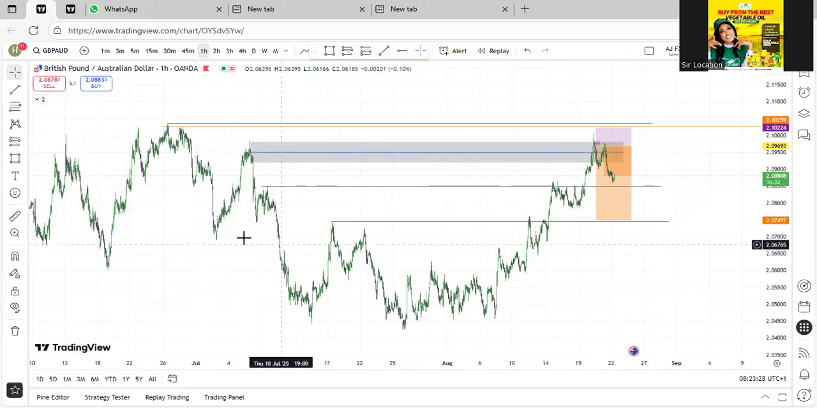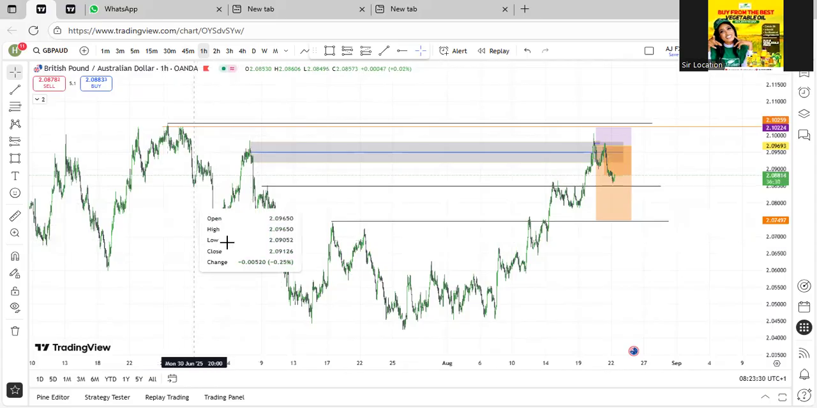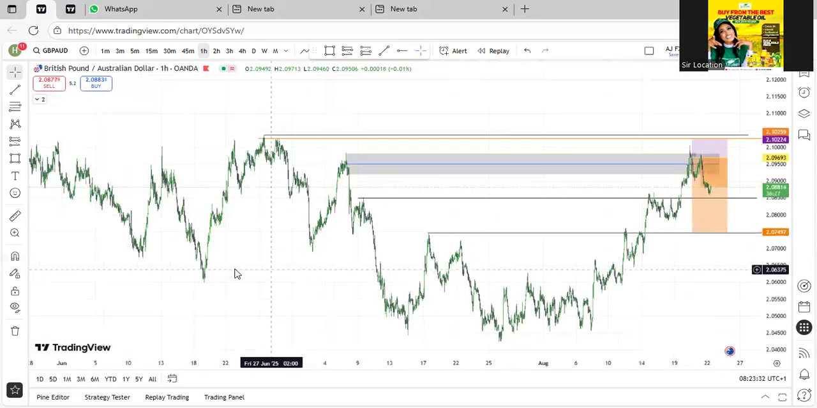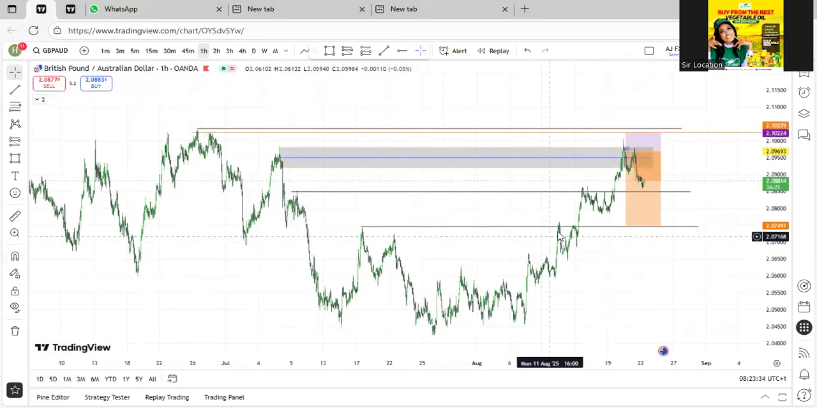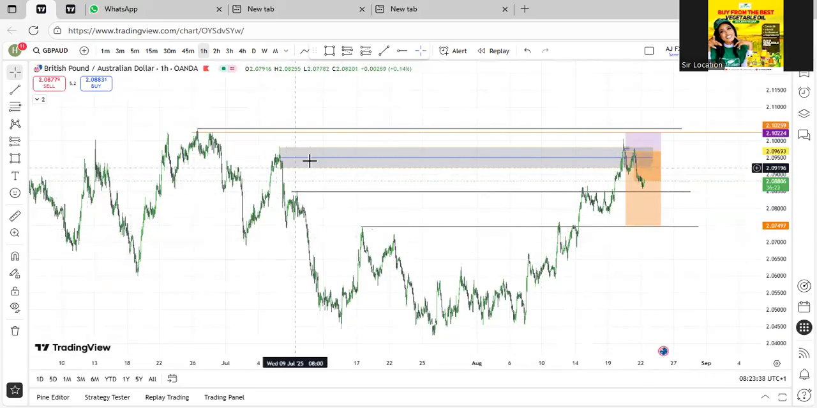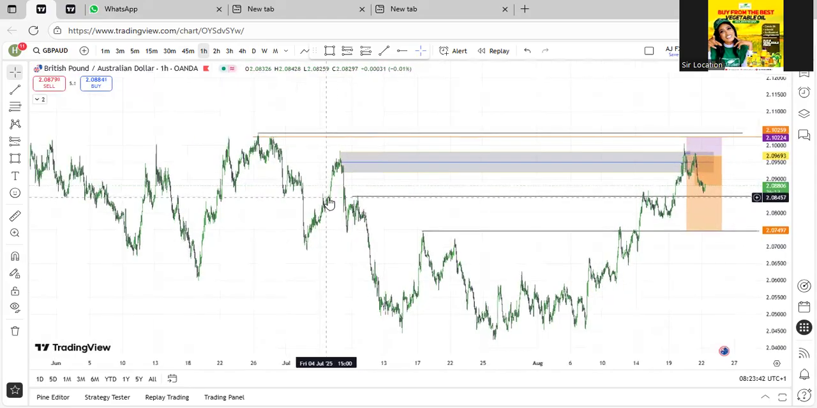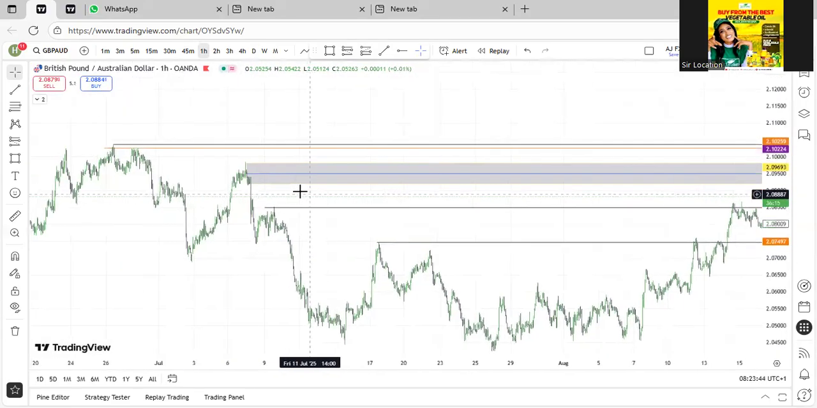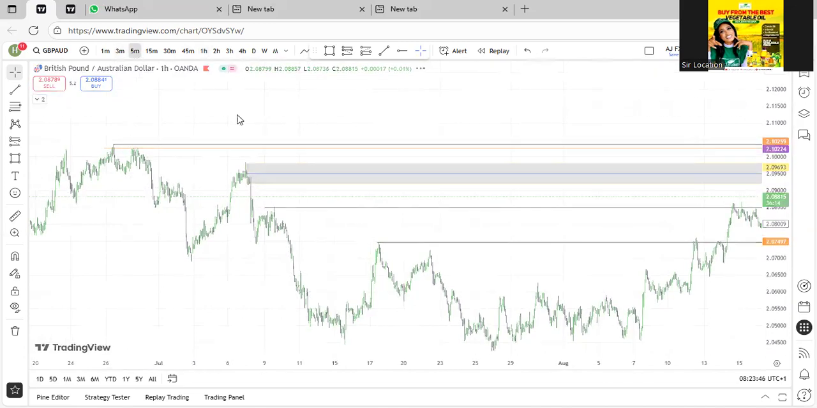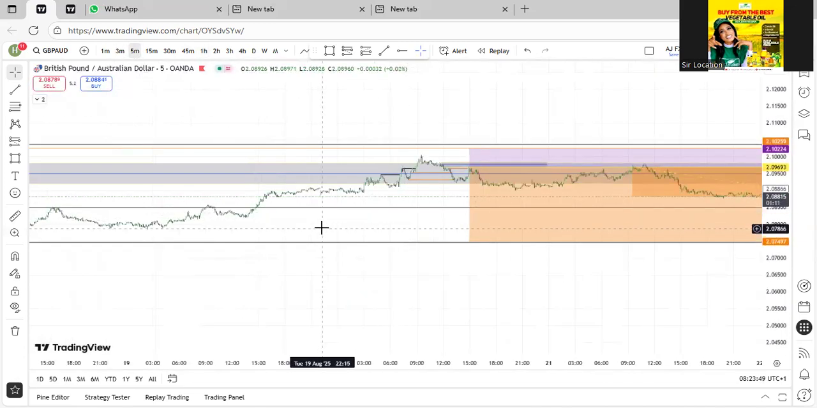You should know exactly what you are doing. And because I know a lot of traders will start selling from here, will start selling from here, and also here without considering certain things. So when I saw this, I said, okay, that's very fine. Then I went straight to my 5 minutes time frame.